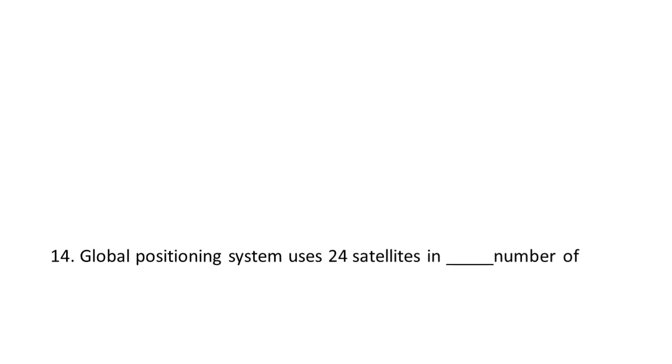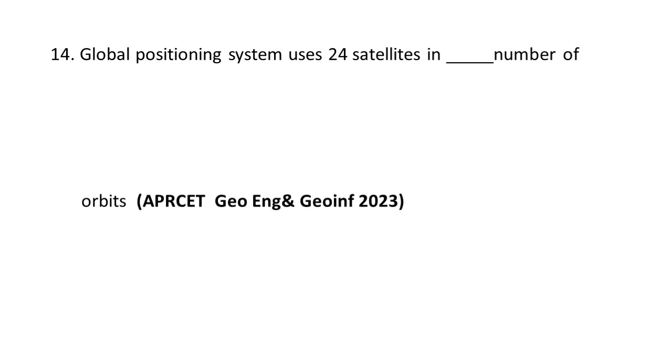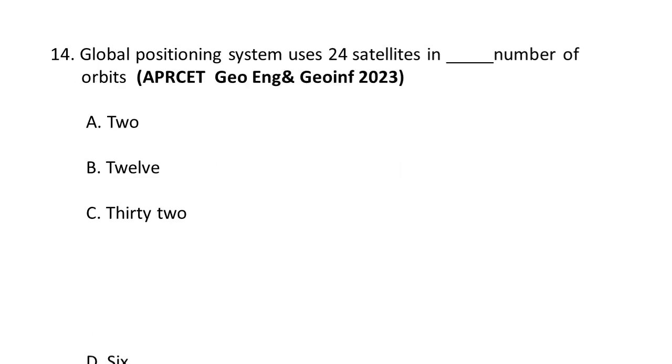Next question. Global positioning system uses 24 satellites in how many orbits? A. 2, B. 12, C. 32, and D. 6. So the correct option is D.